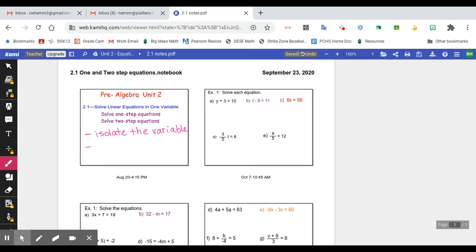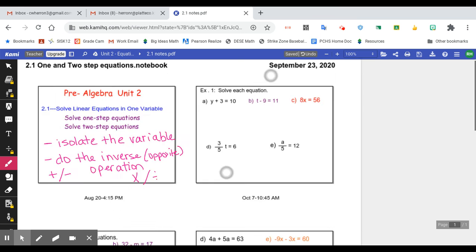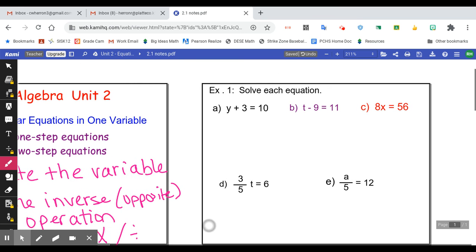And in order to do this, you're always doing the opposite or the inverse operation, okay? So I'm going to put here "opposite," just so we remember that part too, okay? So remember, if it's addition, we're going to subtract, or subtraction, we're going to add. And if it's multiply, we're going to divide, or divide, we're going to multiply, okay? So let's start off easy with our little one-step equations, okay?